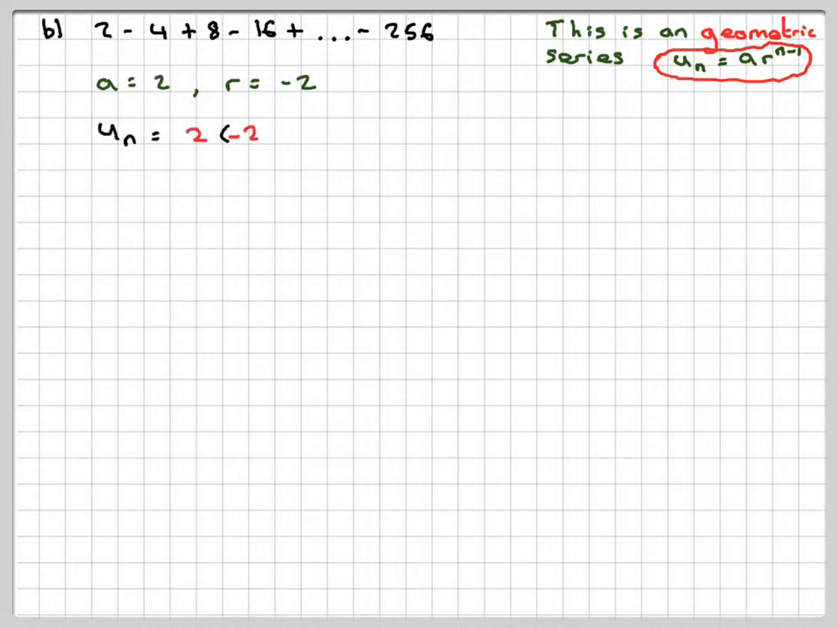So writing this down, we've got that un is 2 times minus 2 to the n minus 1. Now we could leave it like this, but we could write 2 times minus 2 to the n, and then we have a minus 2 to the minus 1. Now minus 2 to the minus 1 is 1 over minus 2, or minus a half, so that simplifies down to minus brackets minus 2 to the n.